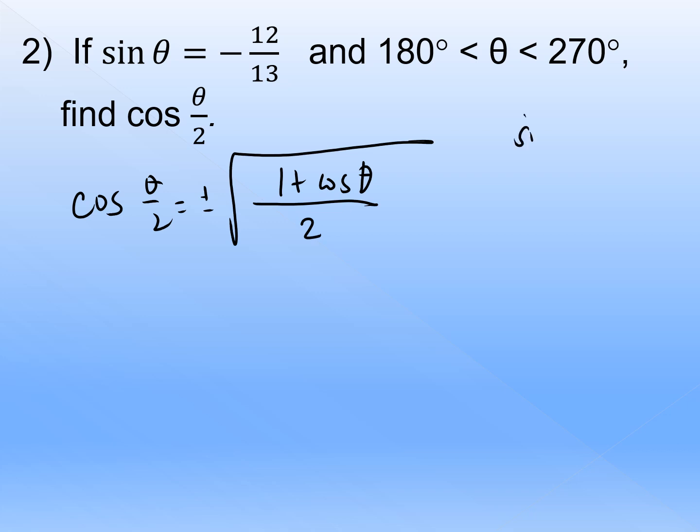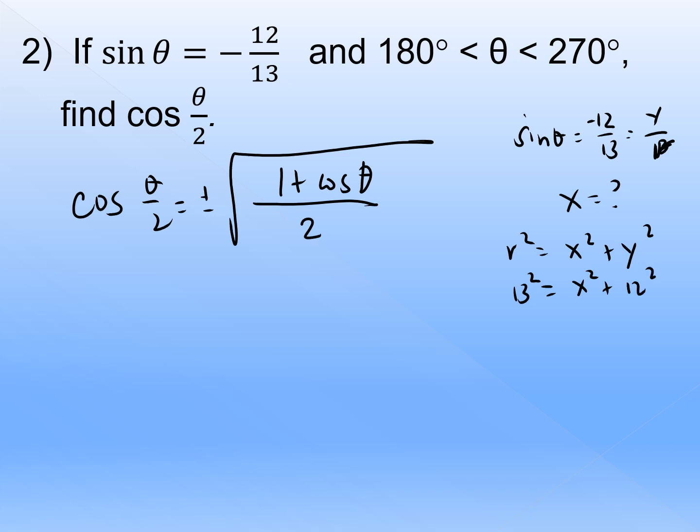Again, the value of sine theta is equal to negative 12 over 13. So thus it implies that the value of y is equal to 12 and the value of r is equal to 13. So we're going to get the value of x. To find the value of x, we're going to have r squared equals x squared plus y squared. So by substitution property, it will be 13 squared equals x squared plus 12 squared. Simplifying this one, it will be 169 equals x squared plus 144.